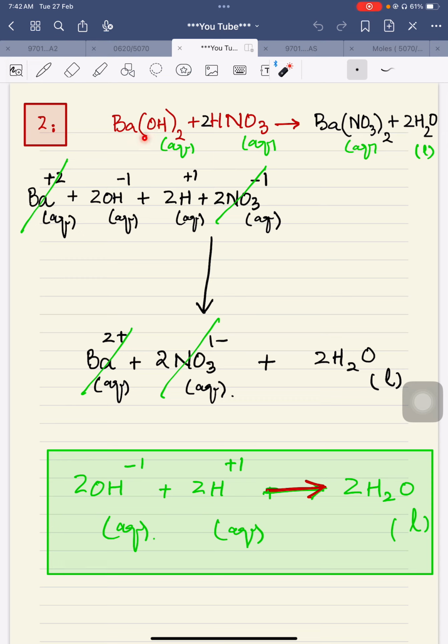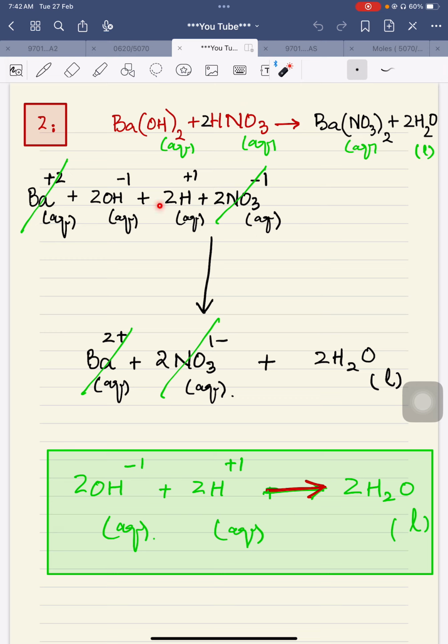Barium is a part of group number 2, so it has a charge of +2, whereas hydroxide is a radical. It's a polyatomic ion, so it has a charge of -1. What about the nitric acid ions? It will be 2H+ and 2NO3-. Again, nitrate is a radical. It has a charge of -1. H+ will come two times to cancel the charge of the 2 nitrates.